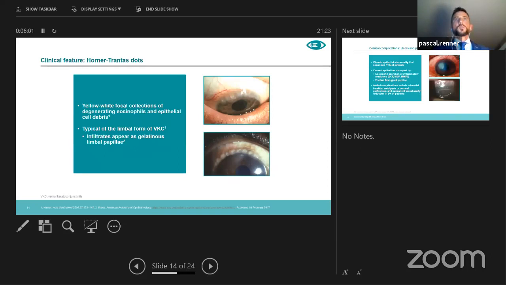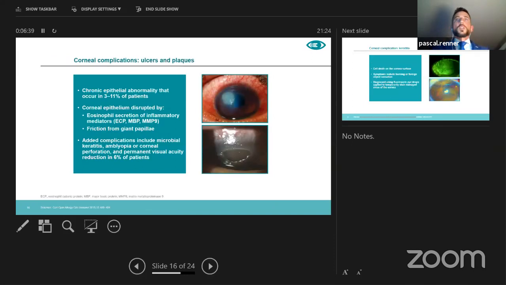Horner Trantas dots present, as you can see here, as sort of whitish gelatinous infiltrates at the limbus of the patient. They might be, in rare cases, 360 degrees, but they can also be just in part of the limbus. And these are typical for VKC. So there are two forms. You have the limbal form, you have the tarsal form, or you may have mixed forms where you have both of these clinical indicators.